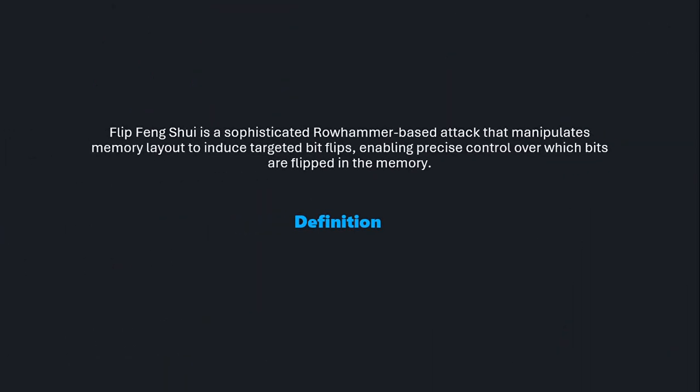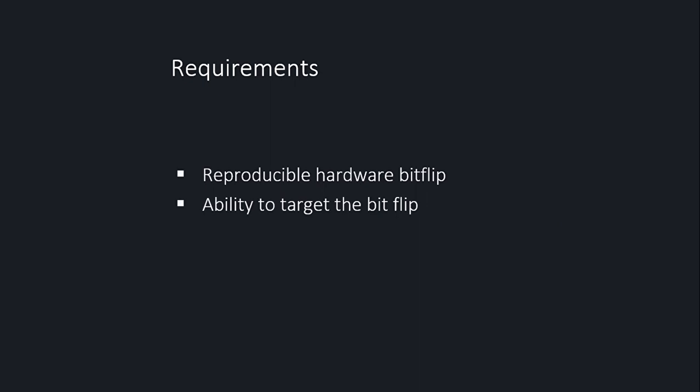Let's give a formal definition. Flip Feng Shui is a sophisticated rowhammer-based attack that manipulates memory layout to induce targeted bit flips, enabling precise control over which bits are flipped in the memory. Let us break down the definition. We get two parts. The first is finding the reproducible hardware bit flip, and the second is the ability to target that bit flip.